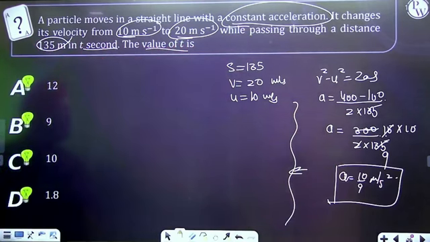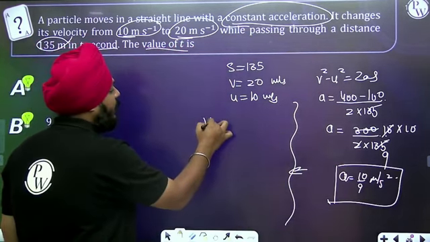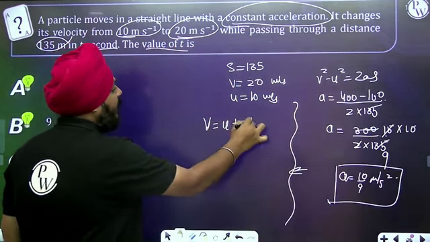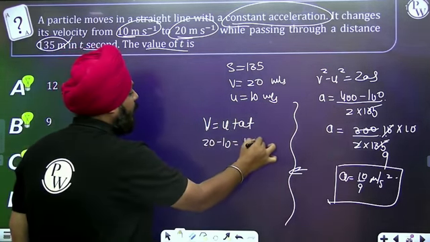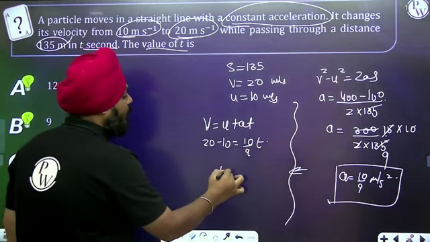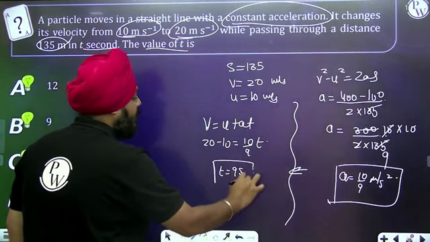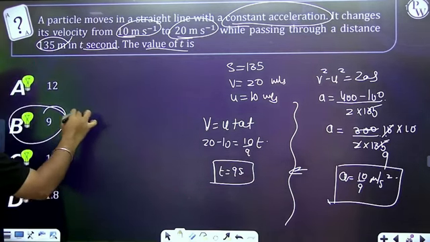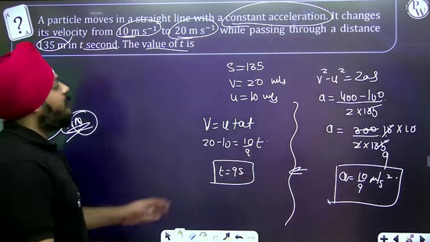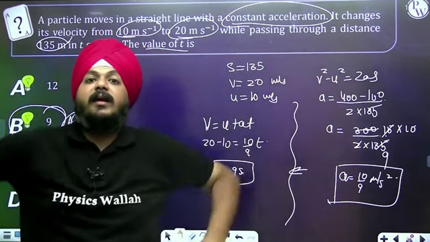What is the time t? Simple. Again, we use the first equation of motion: v is equal to u plus at. 20 minus 10 is equal to 10 by 9 into t. So t is equal to 9 seconds. That is the answer. In the span of 9 seconds, these parameters are getting changed.